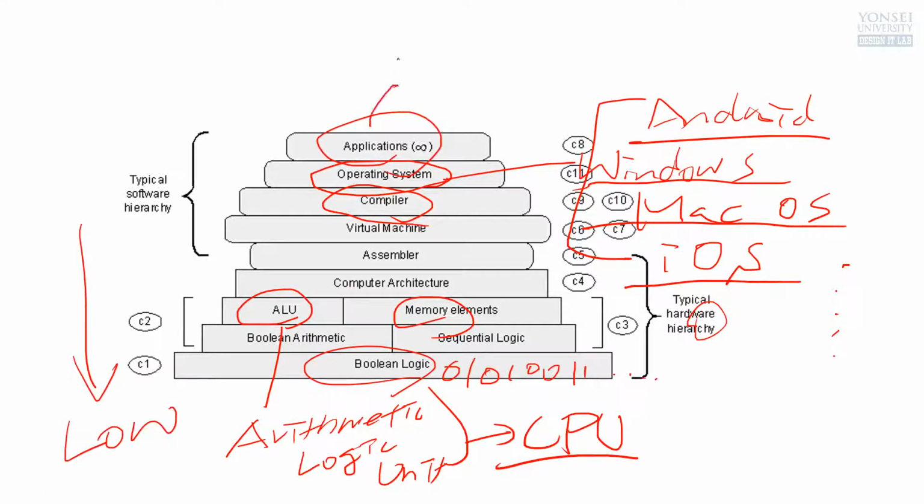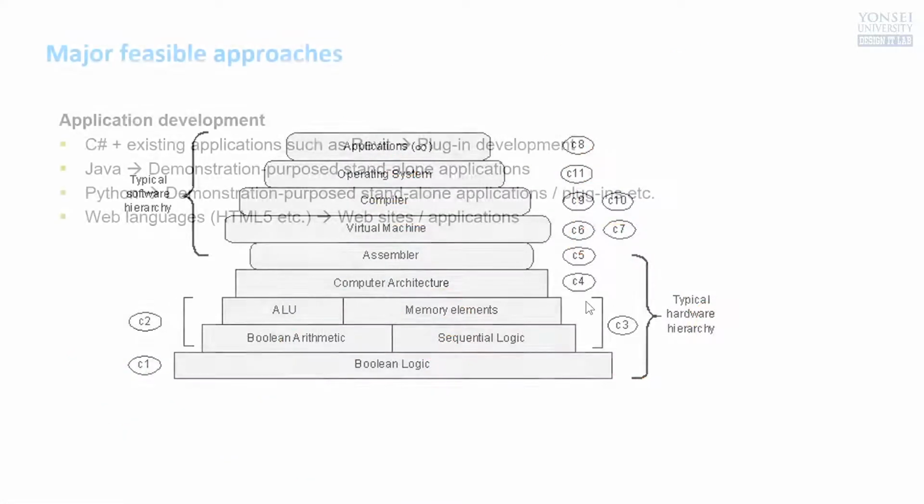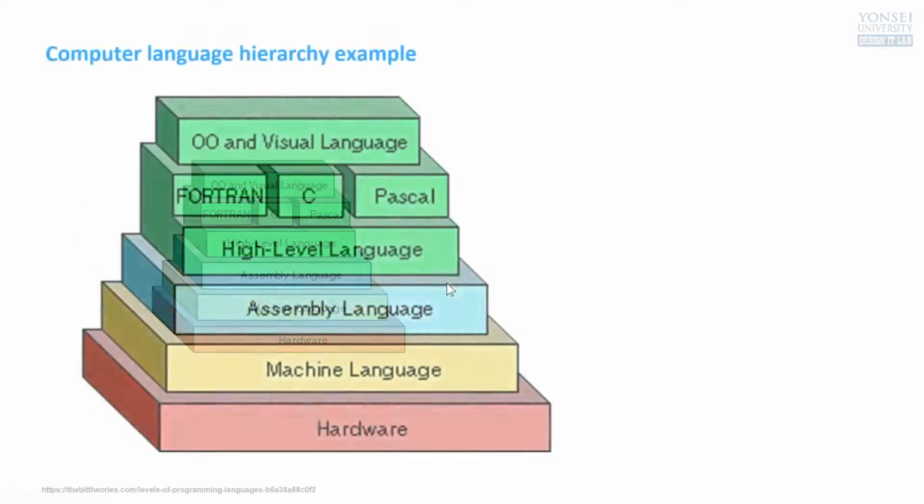For example, Chrome, Rabbit, SketchUp. All these are computer applications on top of the operating system and the compiler, virtual machine, assembler, computer architecture, and so on. Very low level. We don't need to talk about or deeply look at this part. My point actually here is this part.